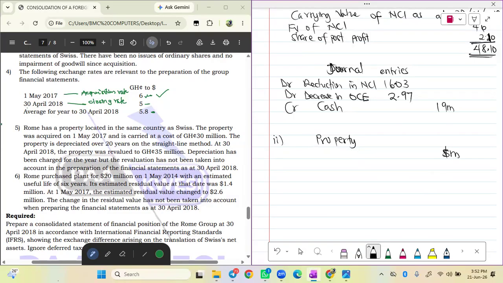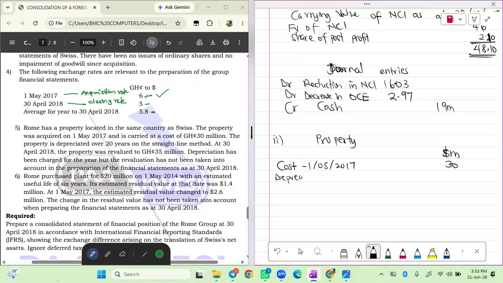parent, okay, has a property in Ghana. That's where Suez is. The property was acquired on 1st May. So the cost of the property, it was acquired 1st May 2017. So you see PPE in additional information 5 and 6. So 1st May 2017, the cost was 30 million. So depreciation.